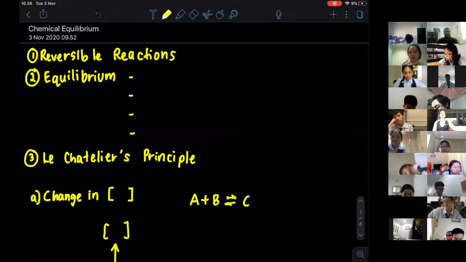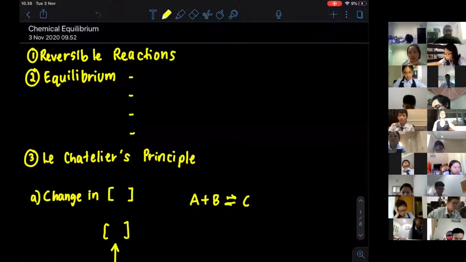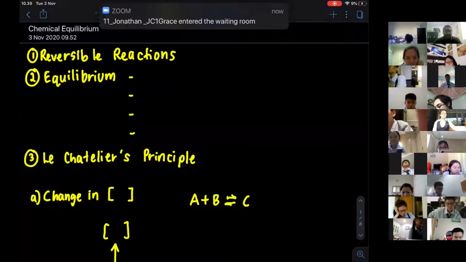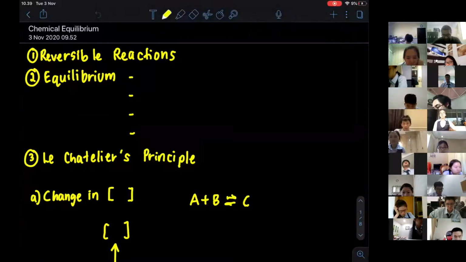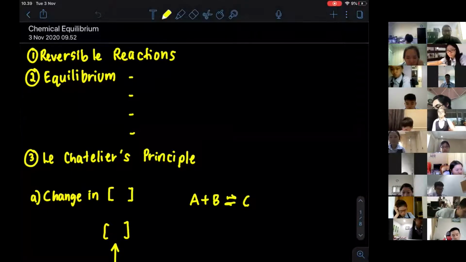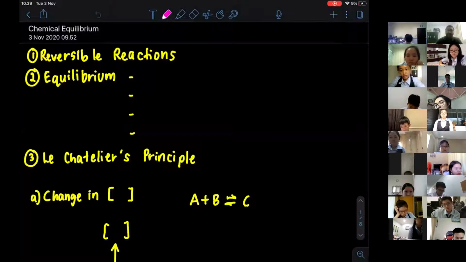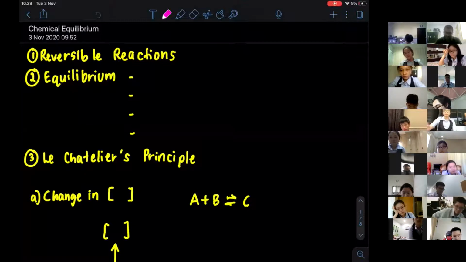These are the things that we have learned for this chapter, okay? And then we will continue with that. So under chemical equilibrium, we have learned about reversible reactions. So what are reversible reactions? Reversible reactions are any reactions that can proceed in both forward and backward directions.